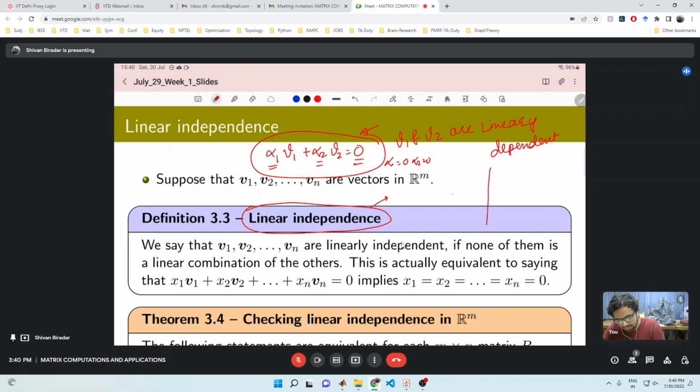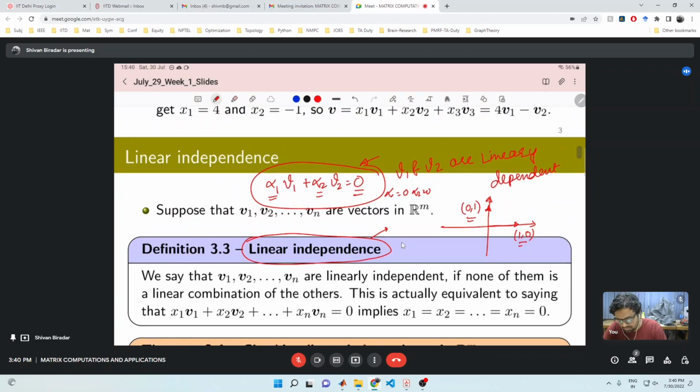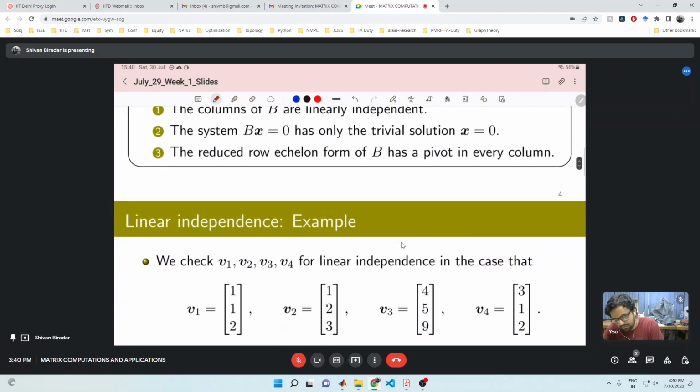Let us consider this example. Let us say that we have this vector, (1, 0), and this vector, (0, 1). Are these vectors linearly independent or linearly dependent? So alpha 1 times (0, 1) plus alpha 2 times (1, 0). You can see that there are no values of alpha 1 and alpha 2 for which this will become 0, except alpha 1 equal to 0 and alpha 2 equal to 0, which is not allowed here. So this vector and this vector are linearly independent.